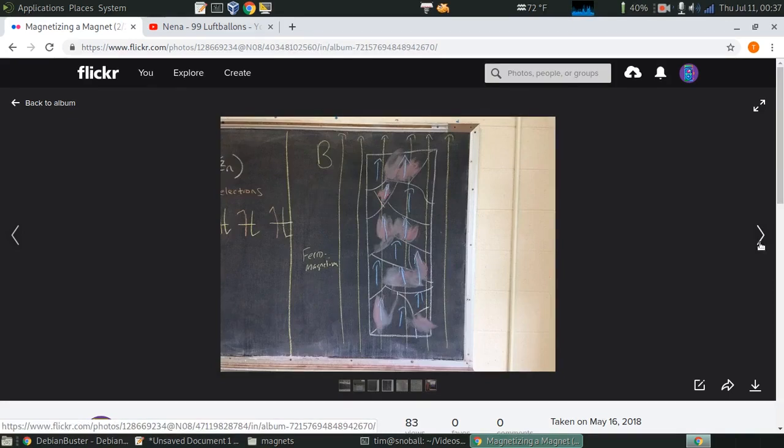At the end of the day, we're left with lots of atoms and lots of domains pointing in the direction of the external field. So we've now magnetized that piece of iron. It will behave as a magnet.